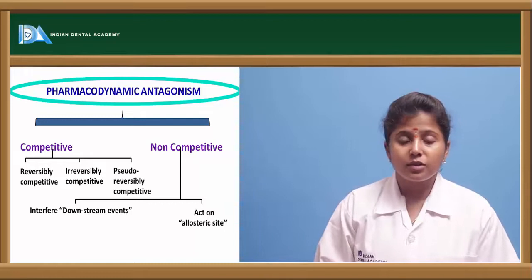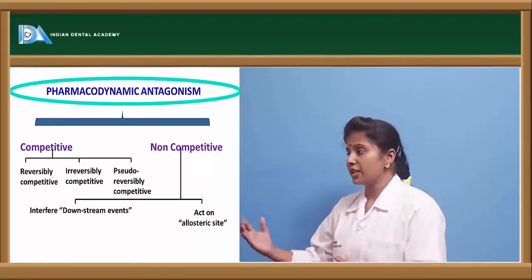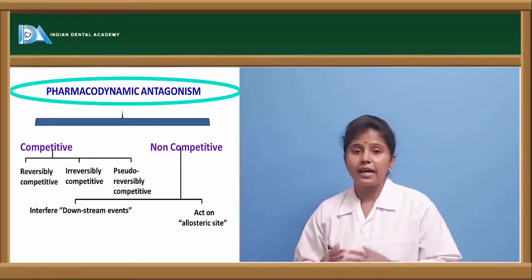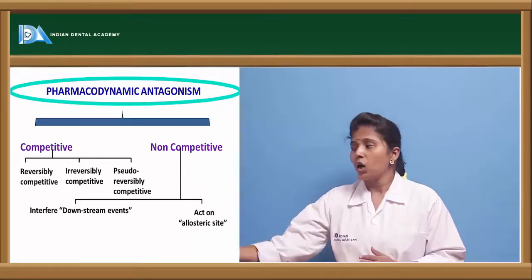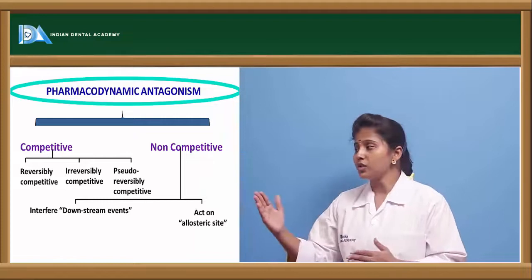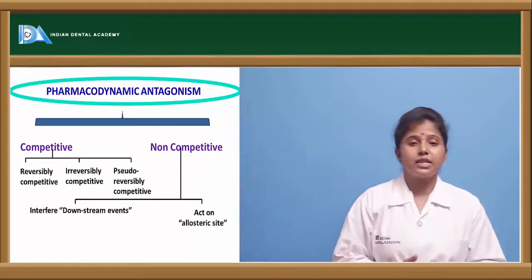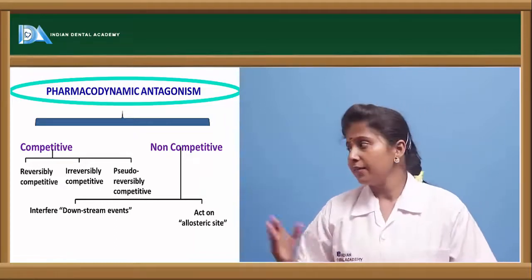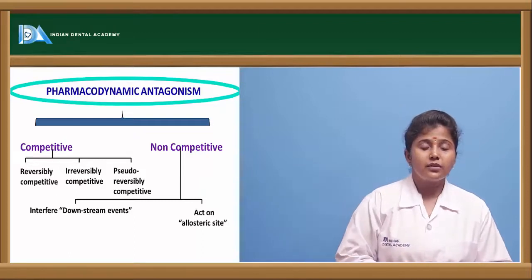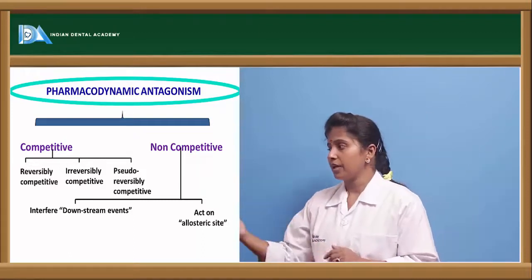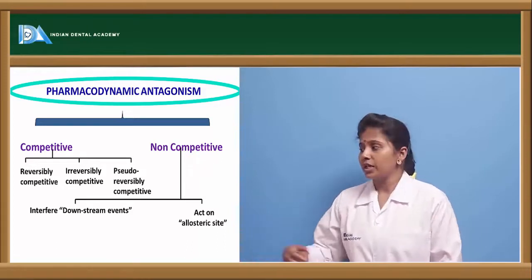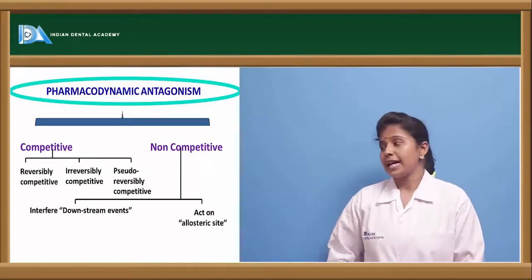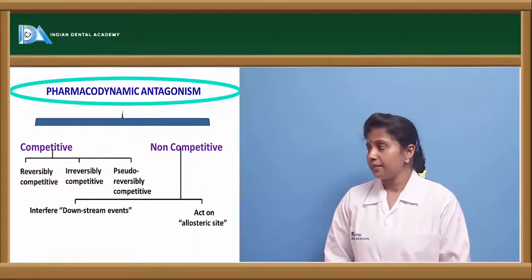So, pharmacodynamic antagonism. Here, if we see the classification, the pharmacodynamic antagonism, or else pharmacological antagonism, is classified as competitive and non-competitive. The competitive is further classified as reversible competitive, irreversible competitive and pseudo-reversible competitive, and non-competitive is further divided as which interferes with downstream events or which act at the allosteric site.